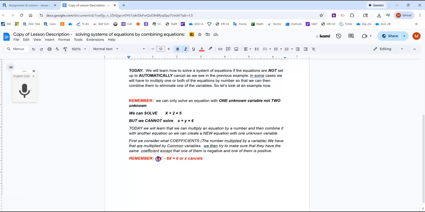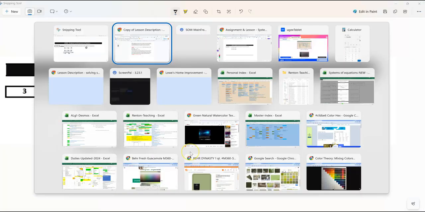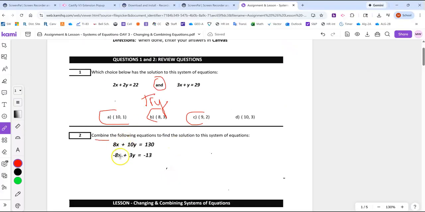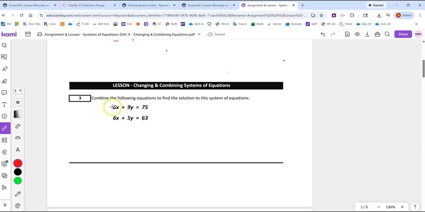And remember this rule: if we have positive 8x and we subtract 8x, we get 0. That's why we can eliminate the x's, because we have 8x and negative 8x. But here we have two positive x's, so we don't get an elimination. Here we have two positive y's, so we don't get an elimination. So our goal is to change one of the equations so that we can get the elimination.